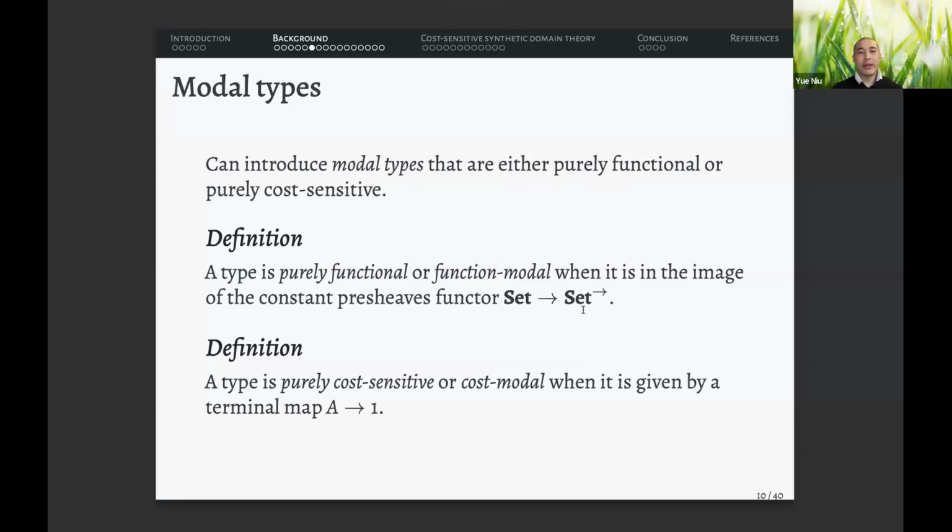Now we can speak about this more precisely in terms of modal types that are either purely functional or purely cost-sensitive. We say a type is purely functional, or function modal, when it comes from an actual set. In other words, it is the family defined by the identity map. We say a type is purely cost-sensitive, or cost modal, when it's determined by the terminal map.